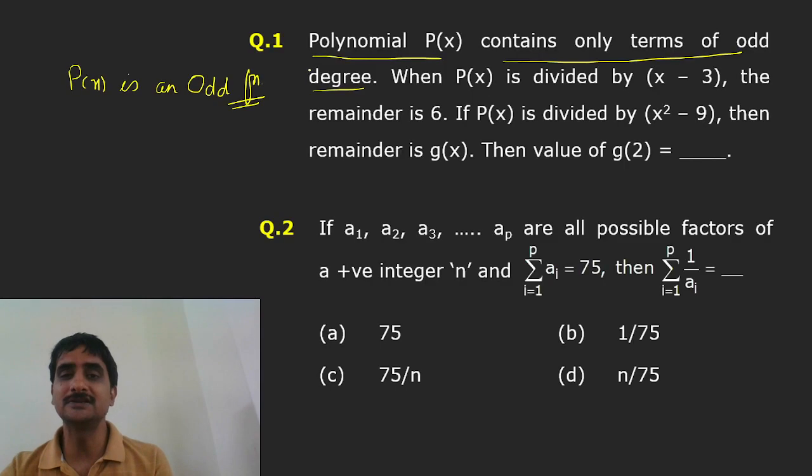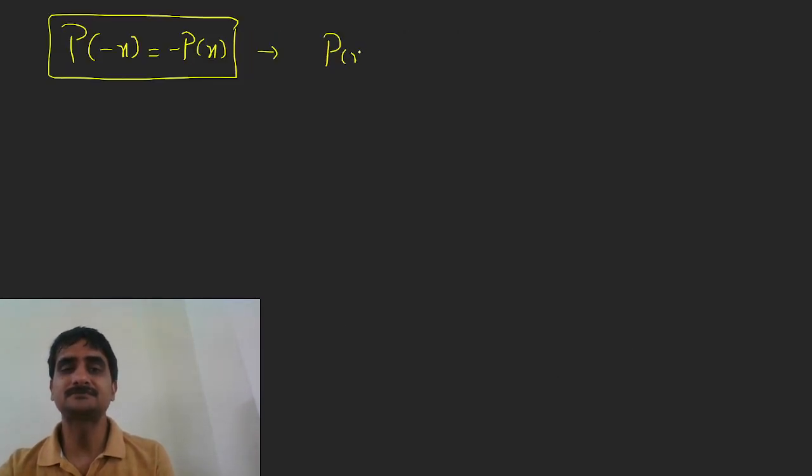First statement. Second statement is when p of x is divided by x minus 3. So p of x is the dividend, x minus 3 is the divisor. Let's say the quotient is g of x, and then it is said that the remainder is 6. So that's the first statement.